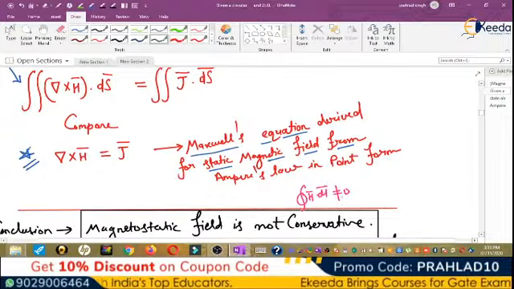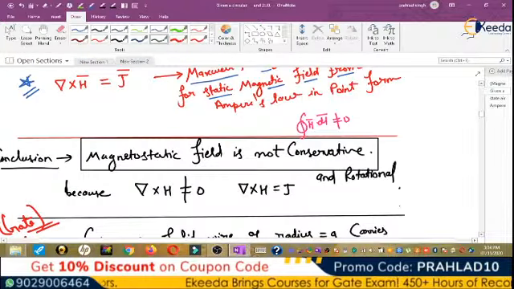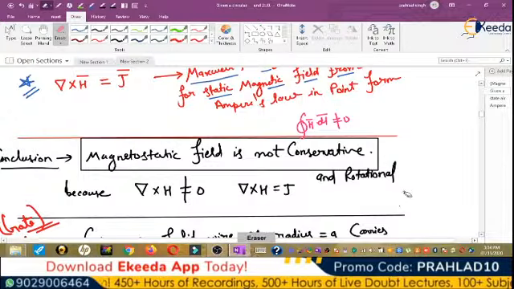Here we are getting the circulation of H vector is not equal to 0. So we conclude that the magnetostatic field is not conservative, as del cross H is not equal to 0 and del cross H is equal to J, and it is also rotational.